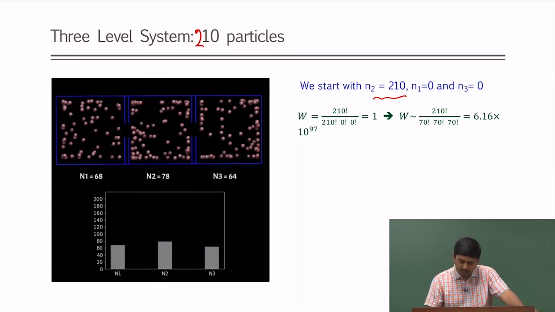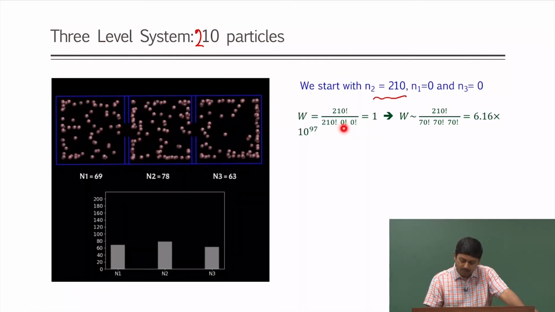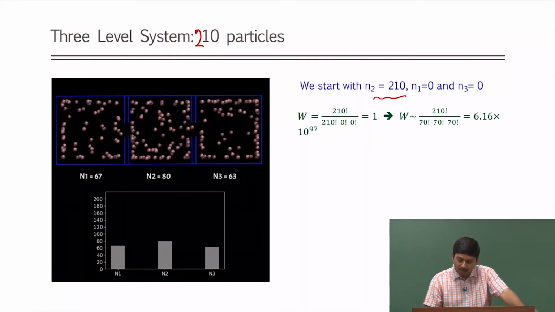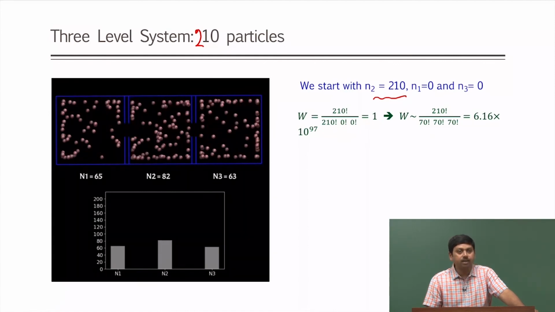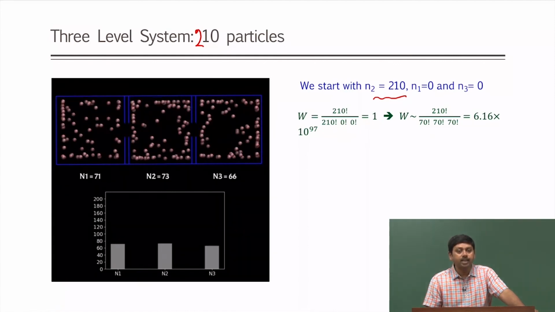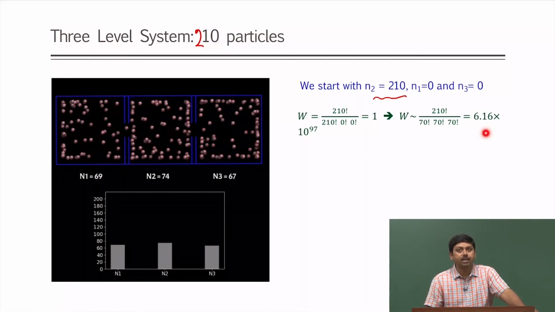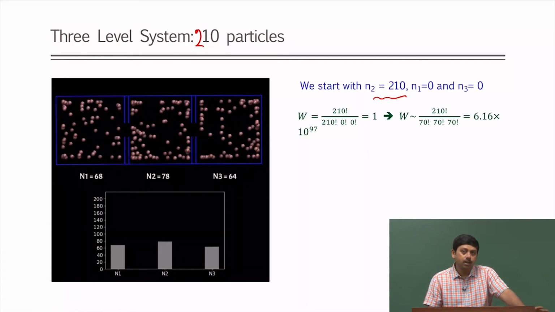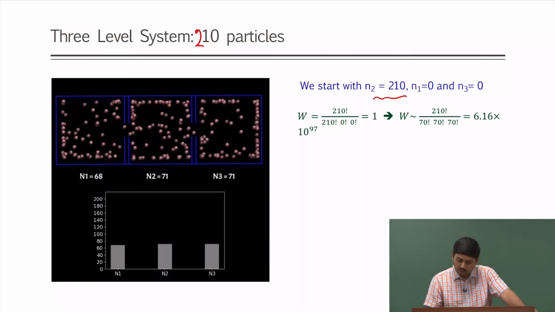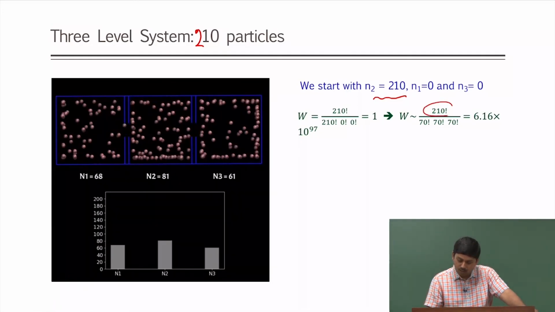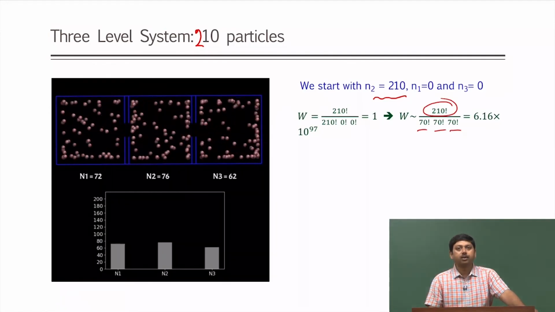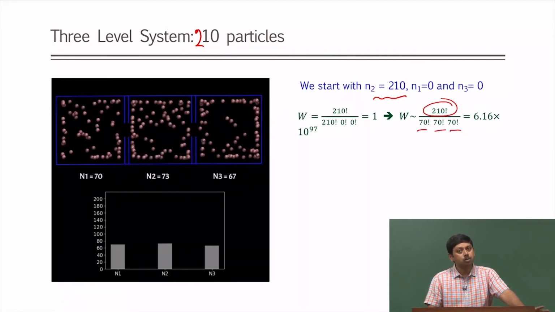You can see from here W is 1 when all particles are confined in one box. However, W becomes 10 to the power 97 when it gets equally distributed as 70, 70, 70, just a factorial calculation. A simple multinomial calculation, the formula that we just discussed, 210 factorial divided by n1 factorial, n2 factorial, n3 factorial, and this is the most probable distribution.